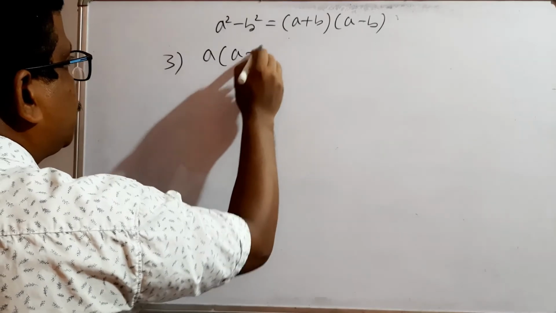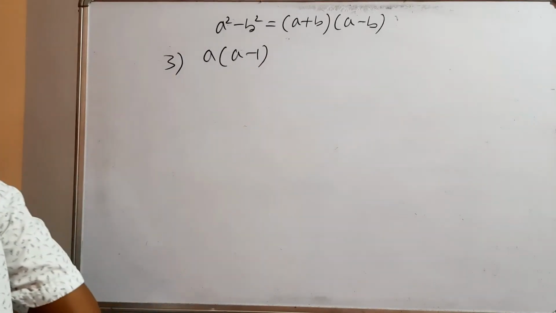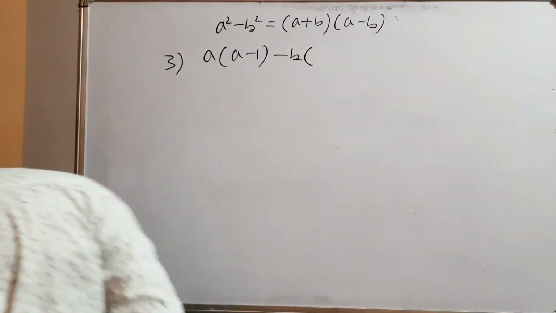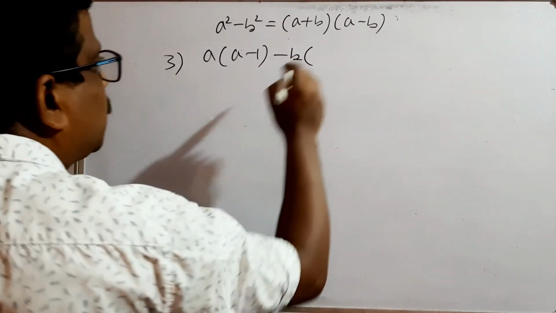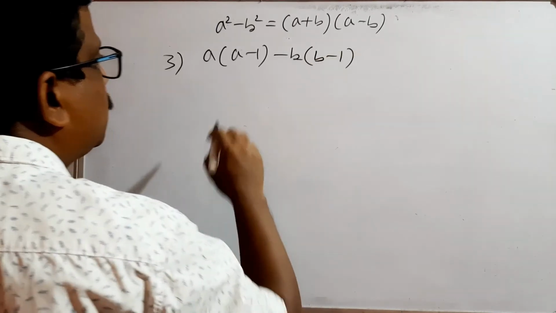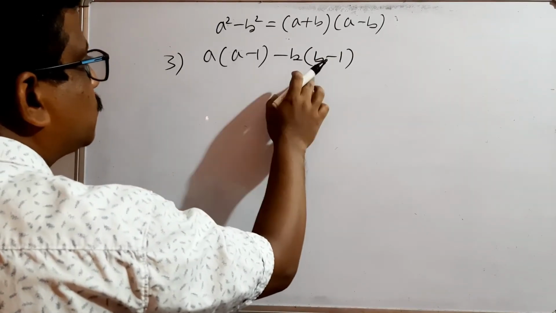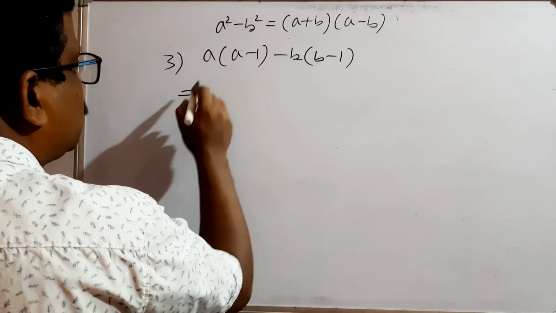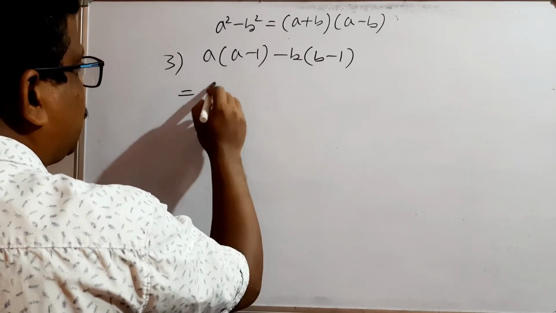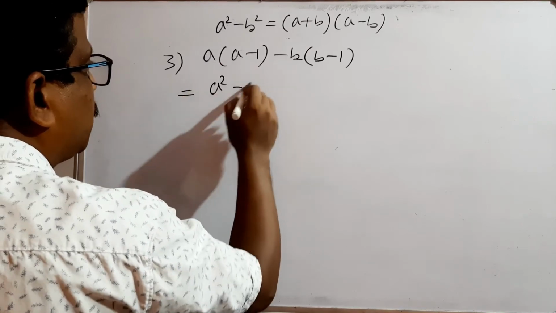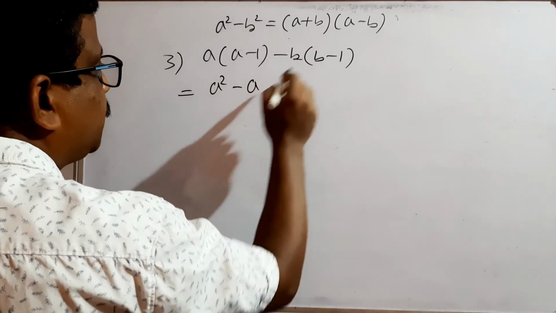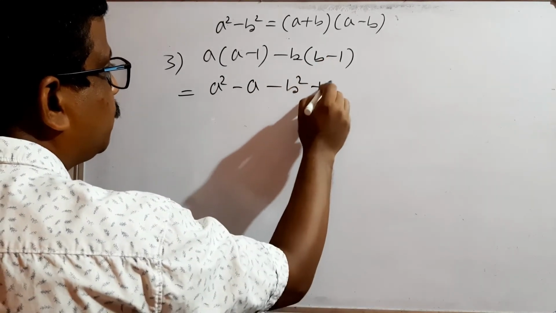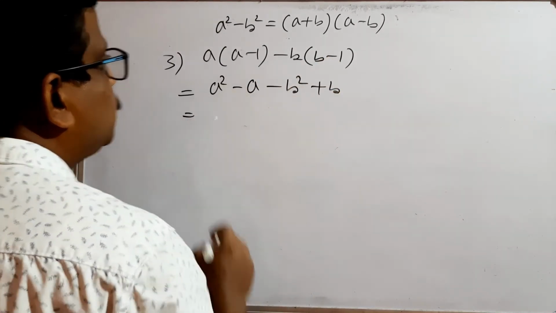Question number 3: a into a minus 1 minus b into b minus 1. How to do? This is not in the difference of two squares. There is also no common factor. So what to do? First you multiply: a into a is a square, minus a; here minus b into b is minus b square, minus b into minus 1 is plus b. See here how I am doing.